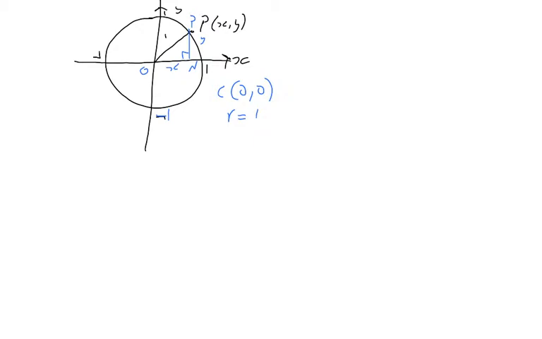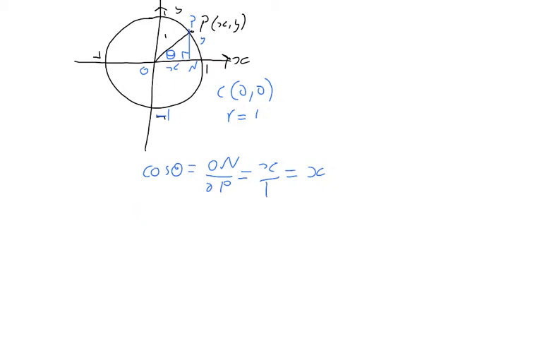Now, if we have theta here, and I was to write cos theta, for example, that is adjacent over hypotenuse, so that's ON over OP. Well, then ON is x over 1, which equals x.